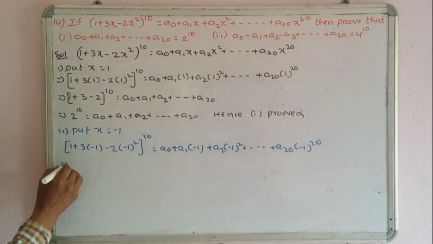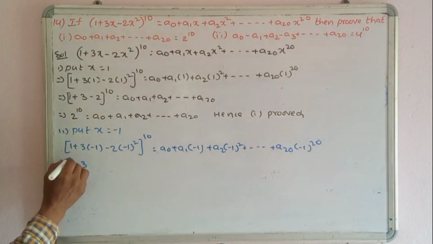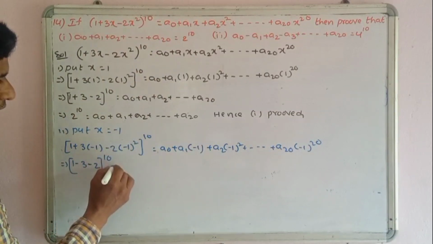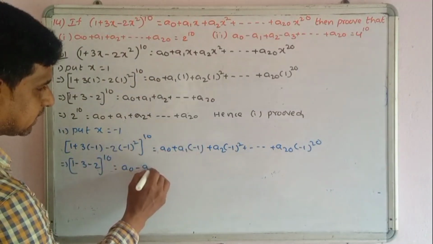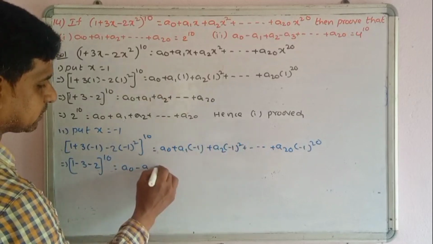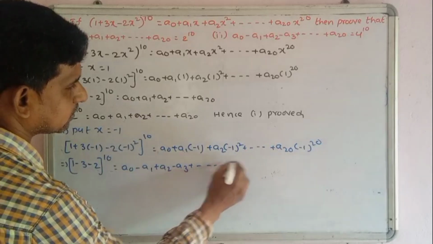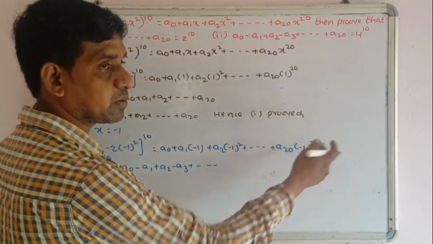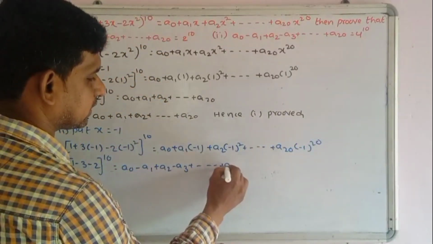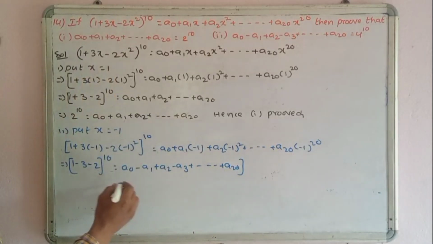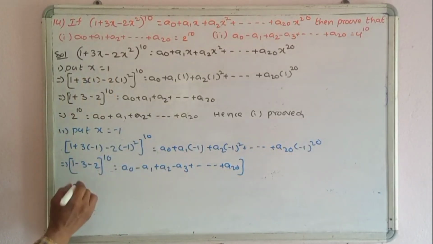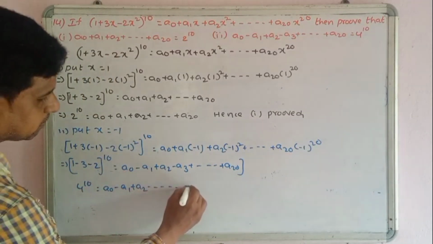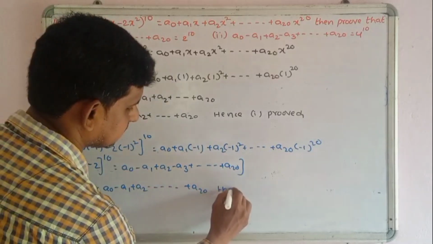So that equals (1 + plus into minus is -3, minus (-1) square value 1 times 2 is -2) power 10 equals a0 + (plus into minus is minus) a1, minus 1 square value plus times a2, next minus a3, and so on. So (-1) power 20 is a positive number, 20 is an even number, and -1 power an even number is 1, so 1 times a20 is a20. So -3 - 2 is -5, plus 1 is -4, power 10, which equals 4^10, equals a0 - a1 + a2 and so on plus a20. So hence the second is proved.